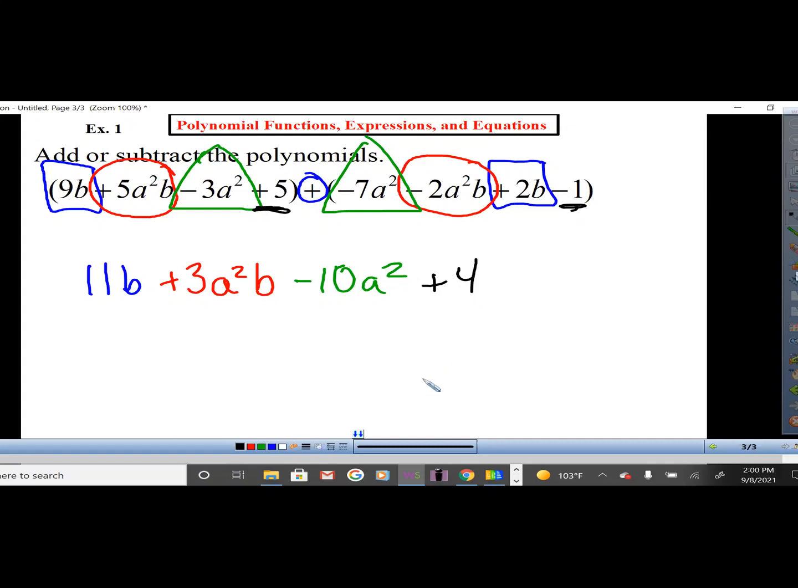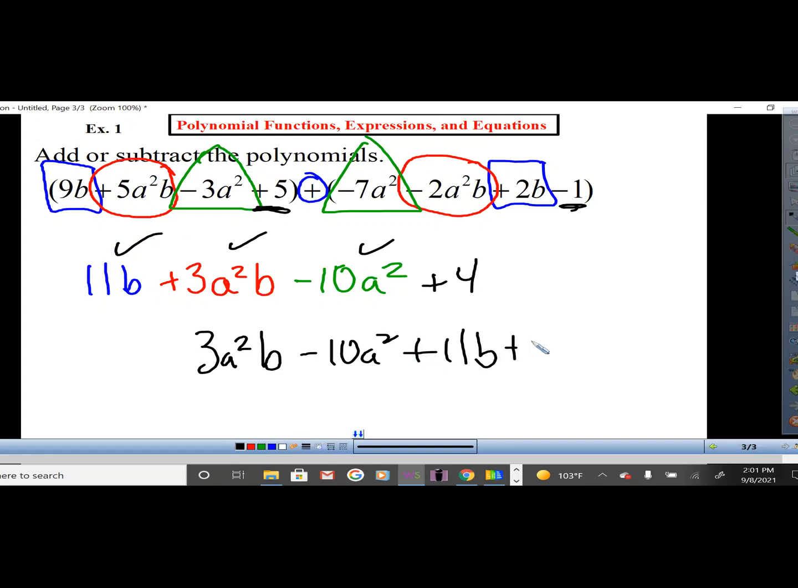All right, to set it in standard form, what do I write first? 3a squared b. Next, minus 10a squared. Next, plus 11b. And plus 4.